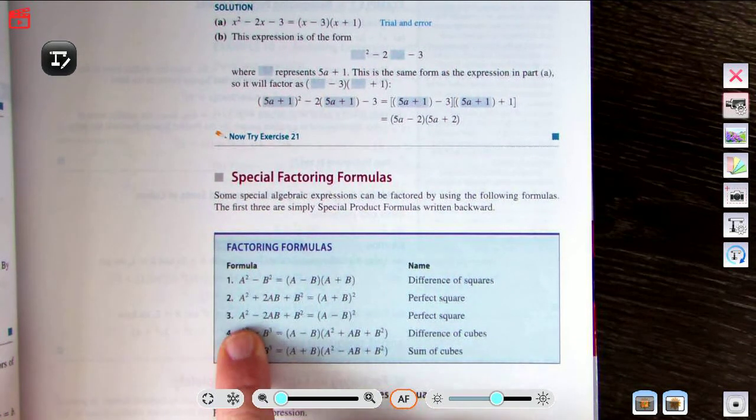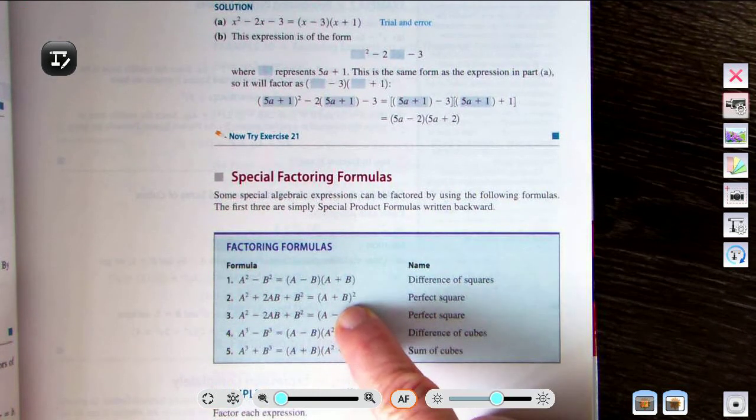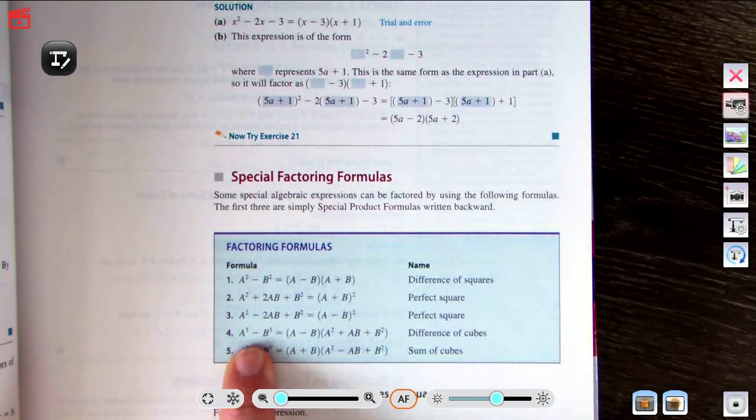These two are your perfect squares. I do not usually memorize those. I just recognize that when I have the same factor twice, I can rewrite it as something squared. And then we do have those wonderful sum and difference of cubes.